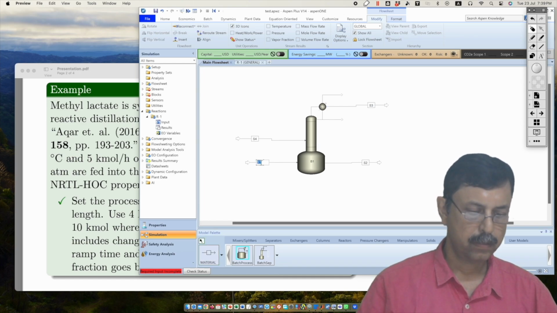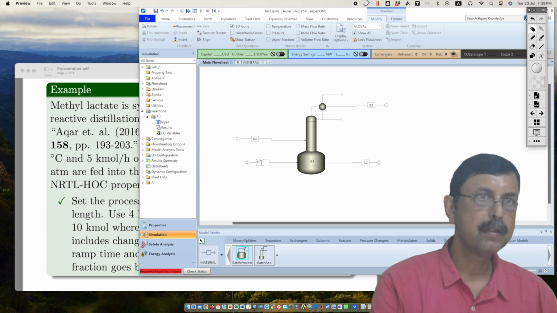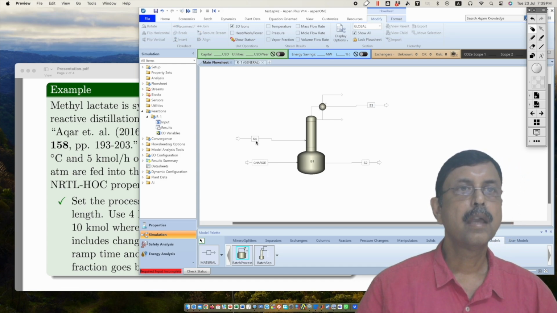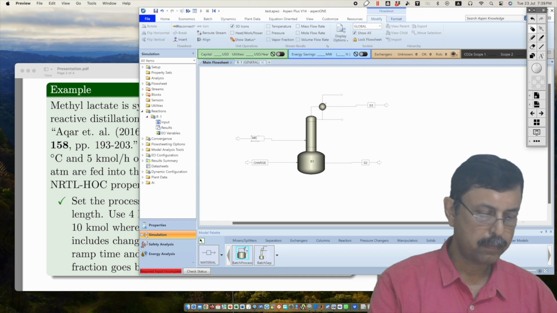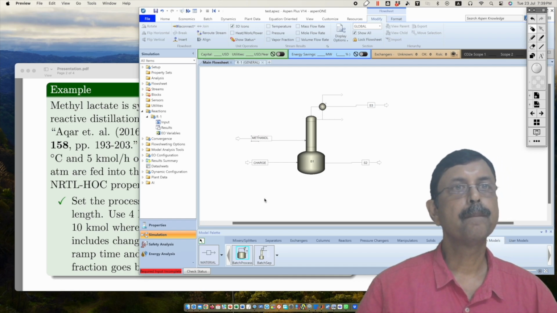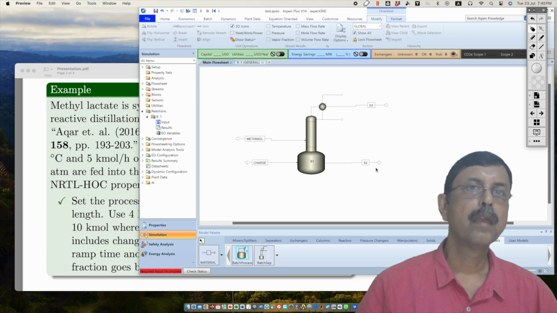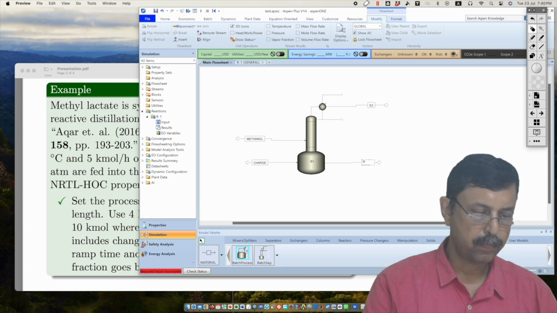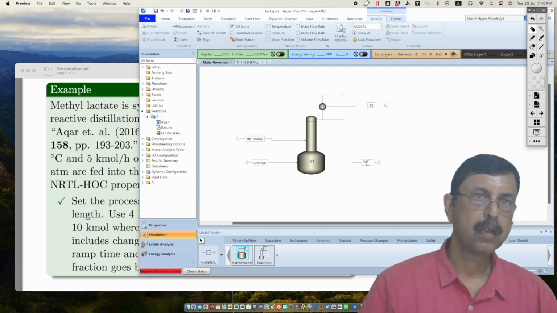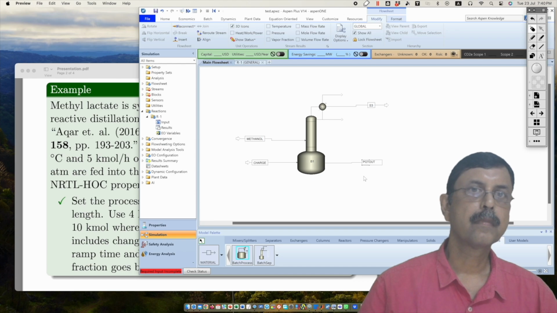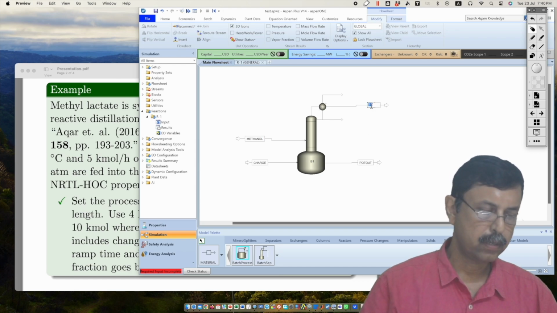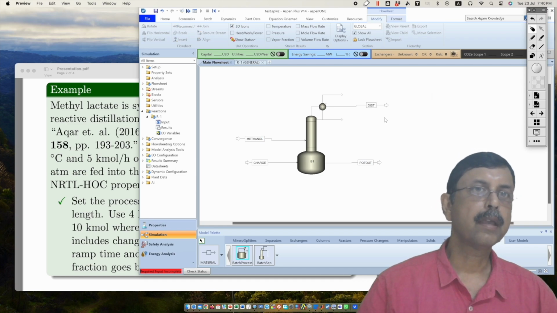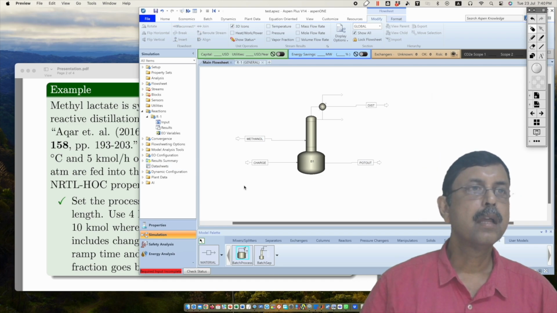This one we will call charge, and we will call it methanol feed. This one we'll call pot outlet, and this one we'll call distillate. Okay, so naming is complete.